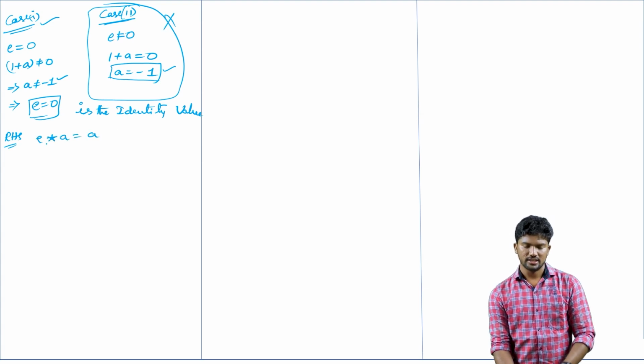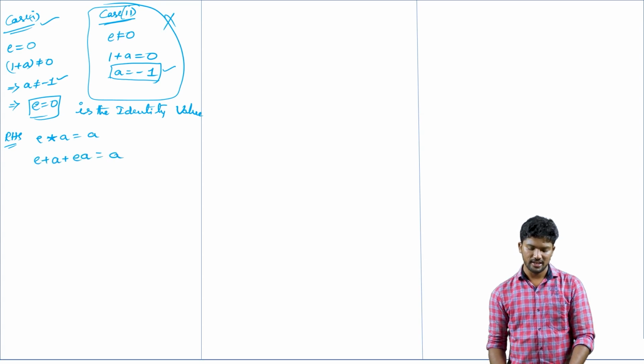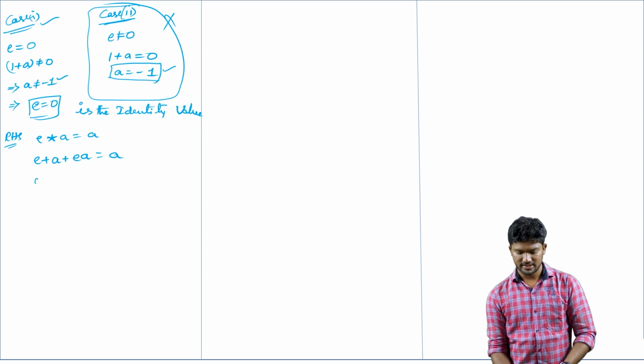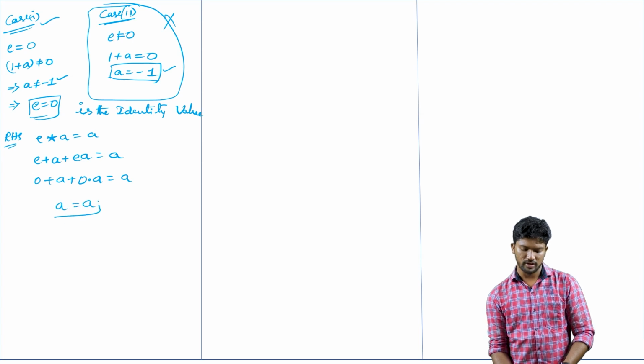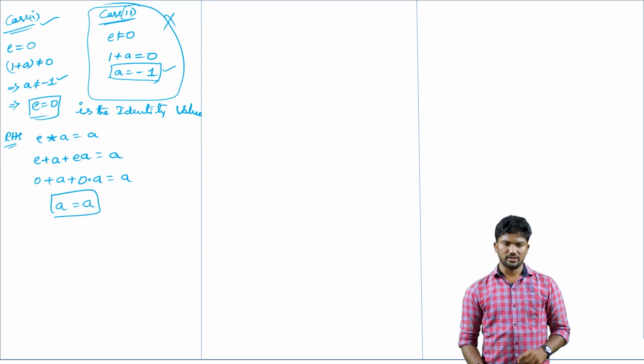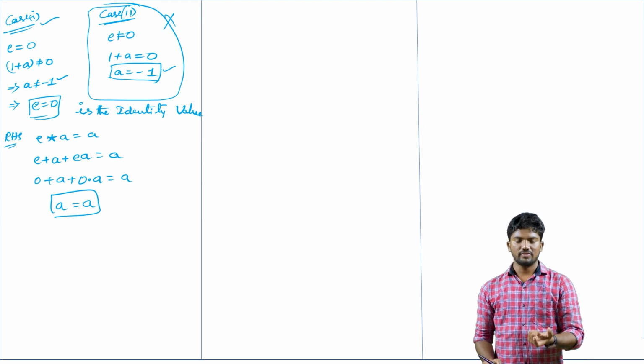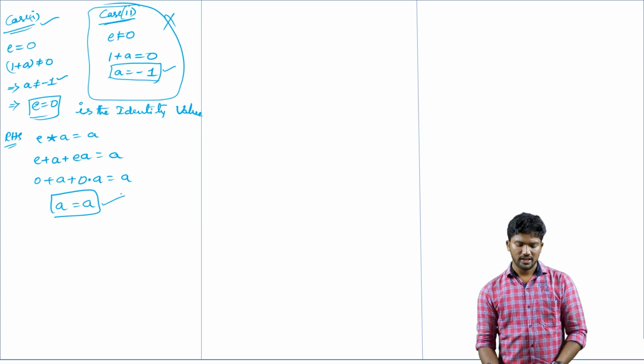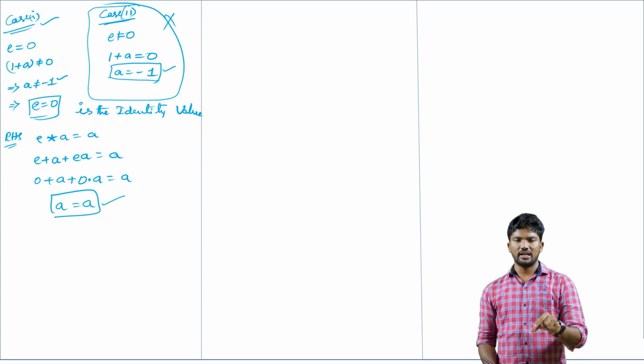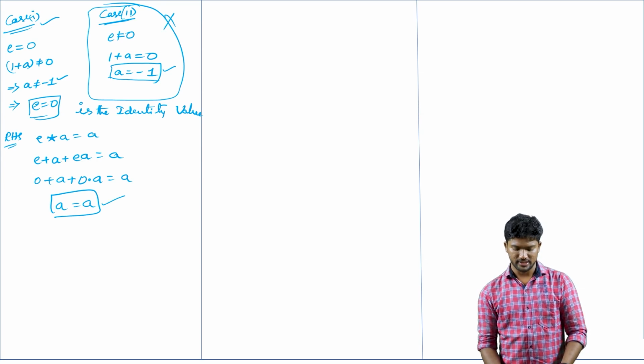Again, this RHS is in the form of the given condition: e + a + e·a = a. Substitute e = 0: 0 + a + 0·a = a. So a = a, and we got the identity condition. Whenever you substitute e = 0, you will get the given value only. So e = 0 is the identity value, which is confirmed by the RHS.